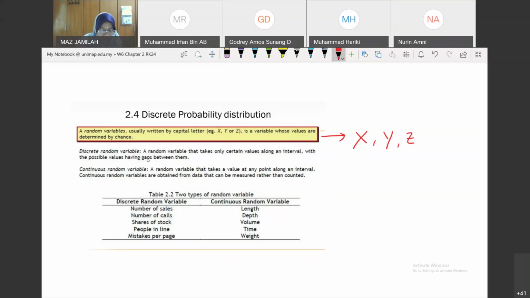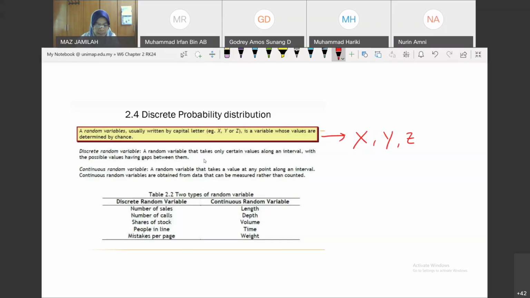Now, what about a discrete random variable? Generally we have a random variable; before that, we call it a variable. After random variable, we can classify them into either discrete or continuous. A discrete random variable takes only certain values, meaning it only takes exact values along an interval with gaps between the possible values. You can have the values 0, 1, 2, 3, 4, 5, but not 0.5 or 3.5.